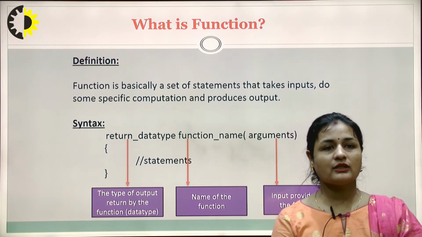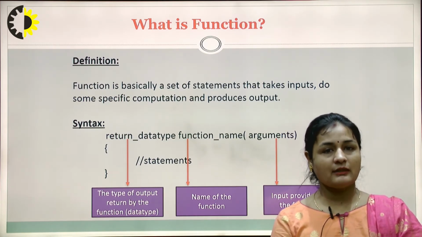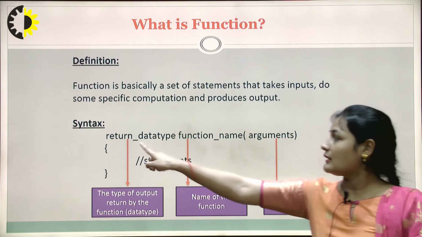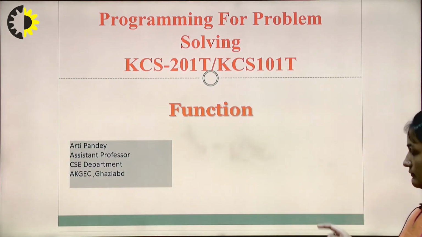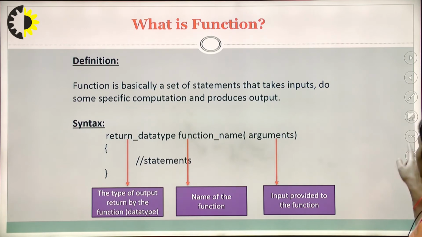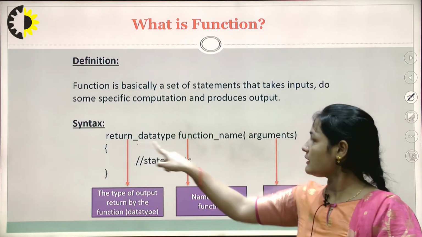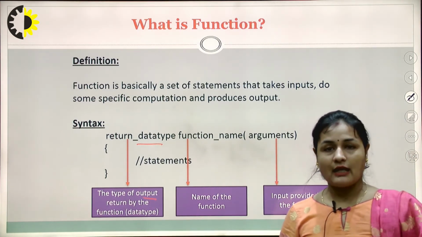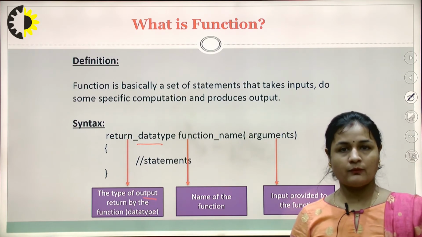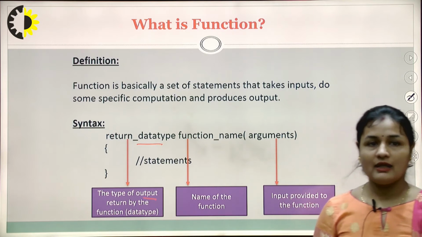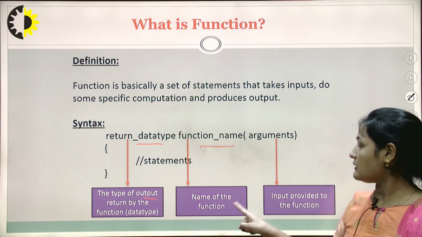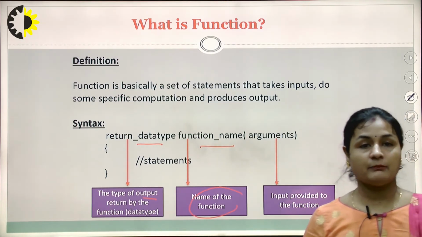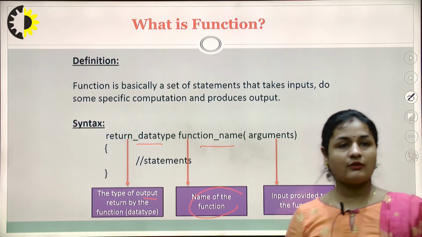So, the syntax of a function is the return data type, then the function name, then the arguments that we pass, and the code of the statements. Here the data type means the type of output that is returned by the function. Means what will be the type of the output: integer output, character output, float output. This is known as the return data type. Then the function name may be a user defined name. For example, if we write sum, then sum will be the function name. Then the argument, that is the input provided to the function.